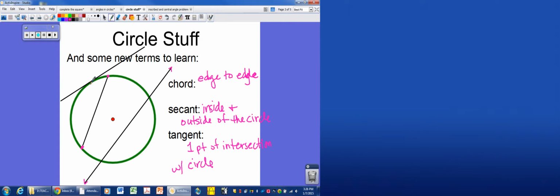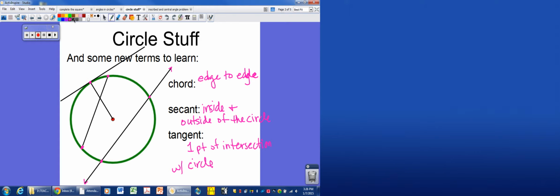What's neat to know about a tangent as well, so here are the points of intersection: a tangent line is perpendicular to the radius at that point. So if this is a tangent, a 90-degree angle will be created here between the tangent and the radius. And it's always true no matter where it happens to be tangent, the tangent is always perpendicular to the radius at that point of intersection.